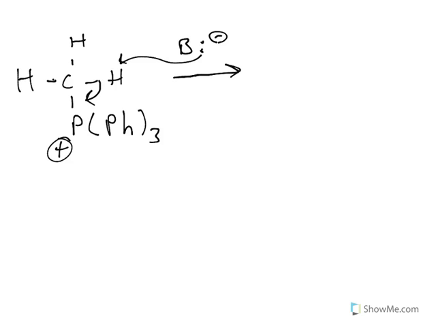So now we don't have the positive charge anymore because now phosphorus has 5 bonds. Being in group 15, 5 bonds gives it a neutral charge. Now, remember, phosphorus is a row 3 element, so it can valence expand. It can have more than 4 bonds.